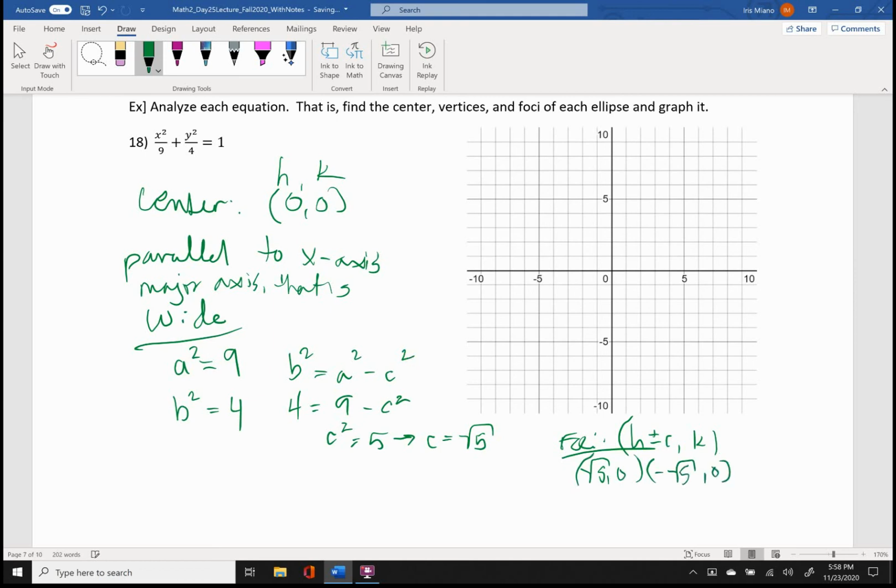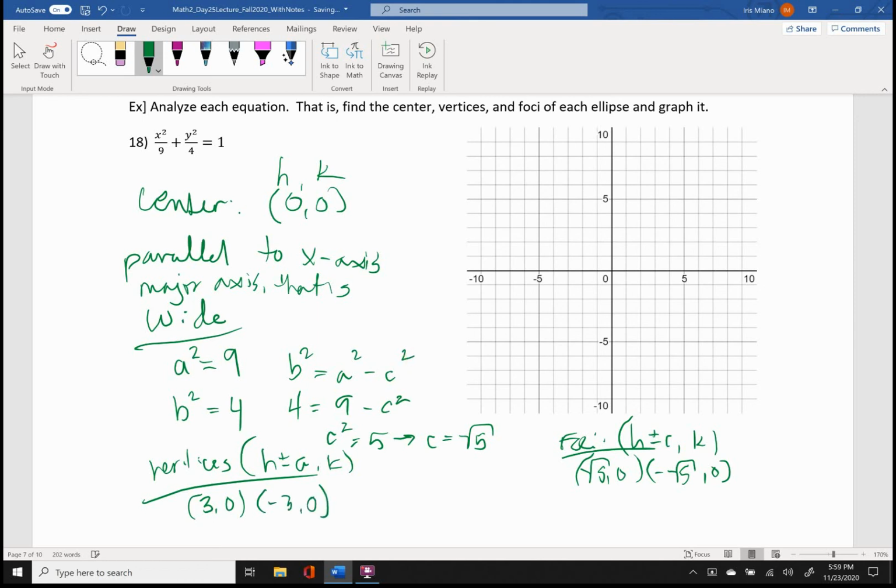Those are your foci. Your vertices are h plus or minus a, comma k, where a is going to be 3, because you'll take the principal square root of a squared equaling 9. So that'll be 3, 0, and negative 3, 0.